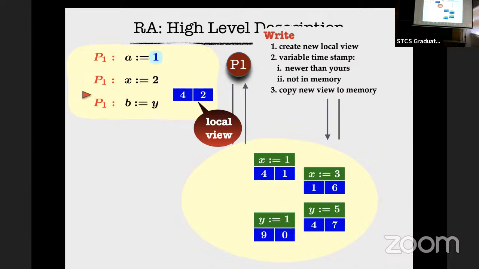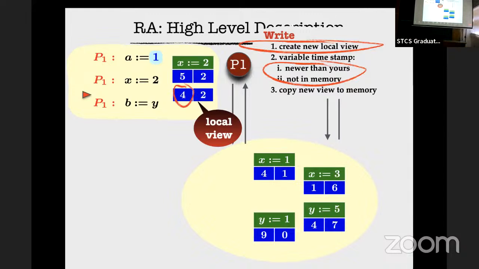I can pick a timestamp corresponding to x which is higher than whatever I know; I have to pick something higher. I also take care that the timestamp I choose is not already there in the memory pool. Then I create a new view and put it in the memory pool, so that if somebody else wants to read from x, they can decide whether they want to read the value I have written to x. So let's see. The current view timestamp is 4.